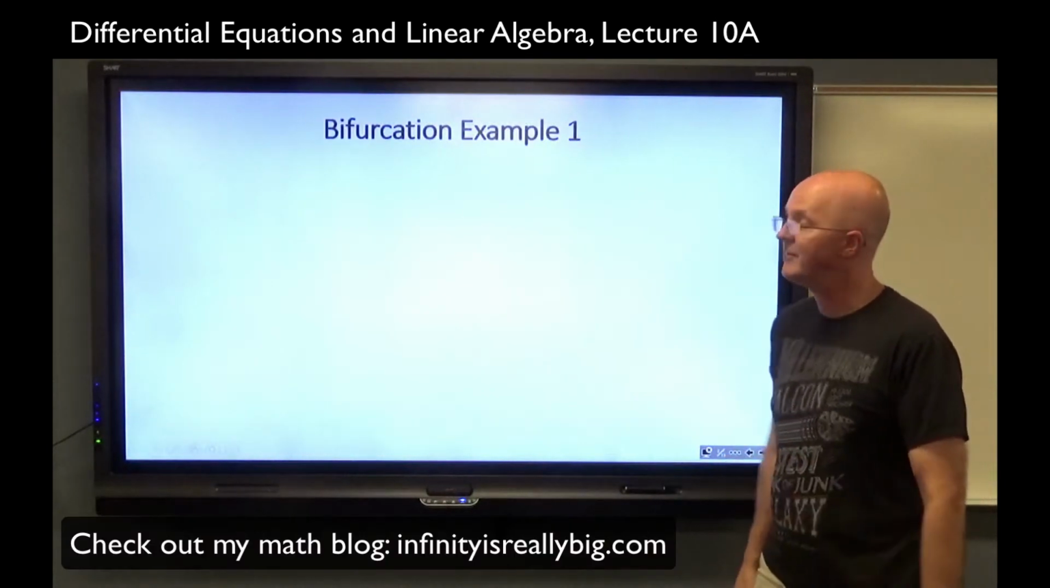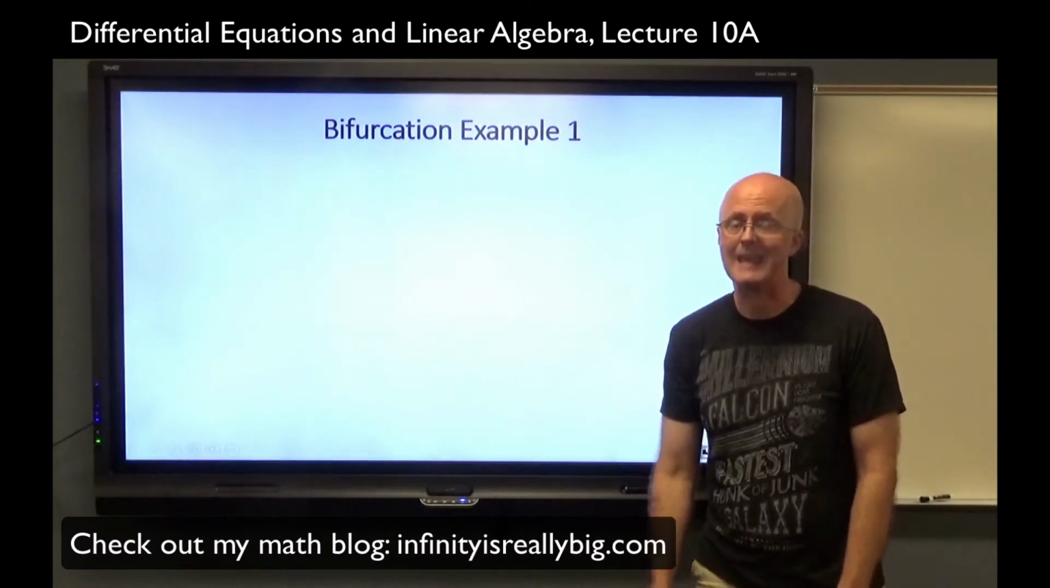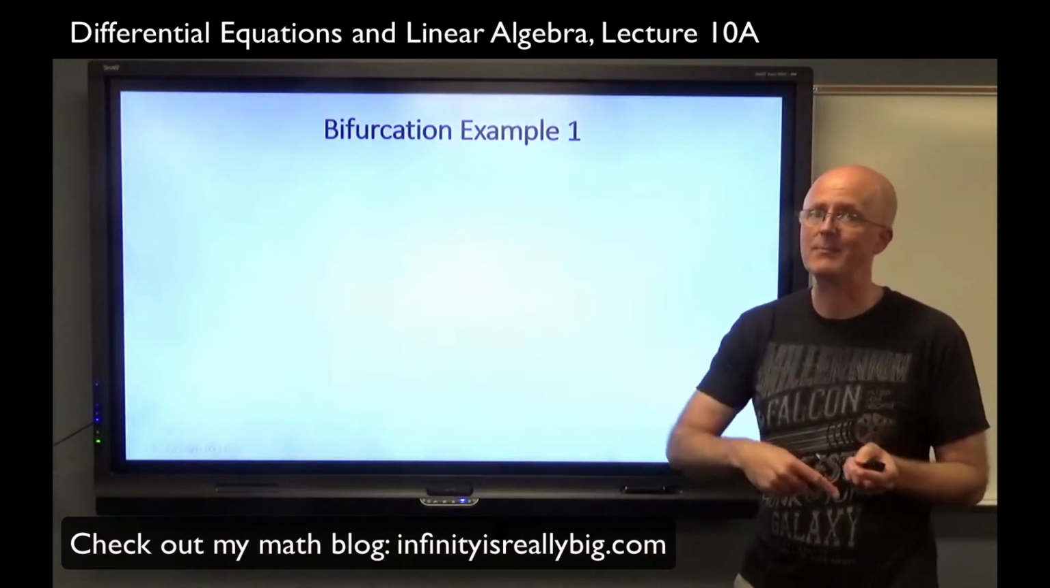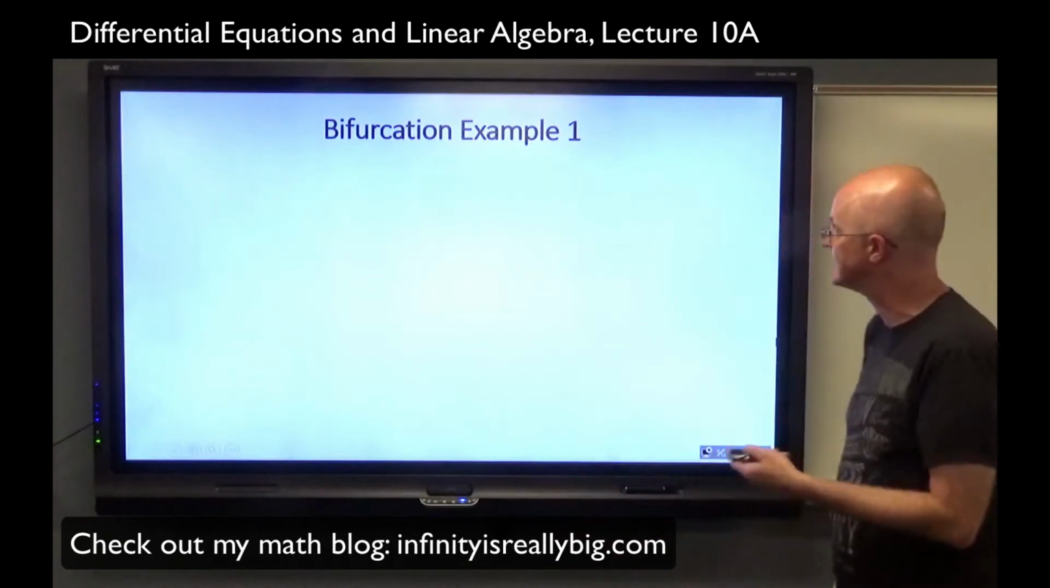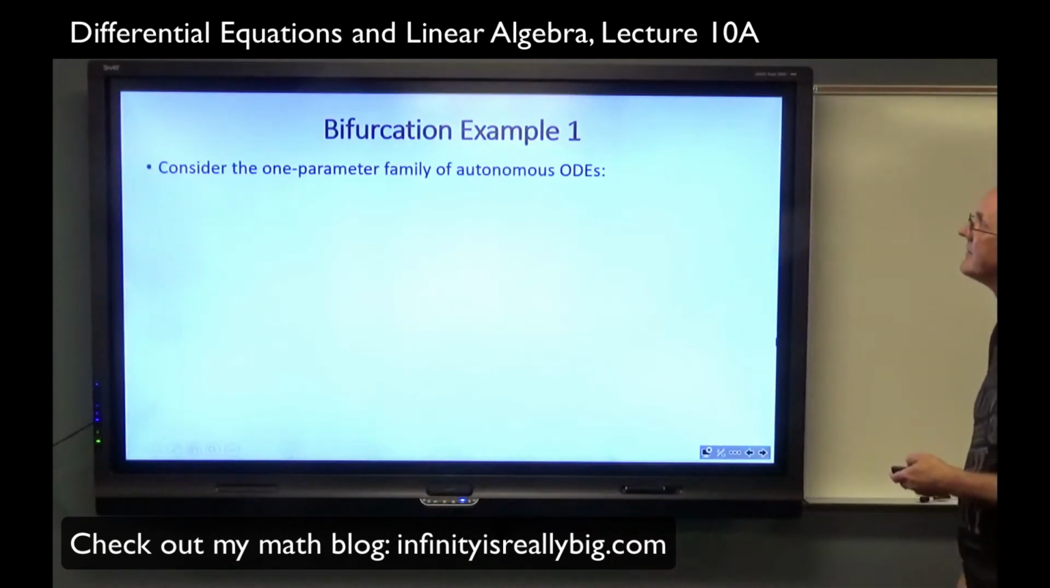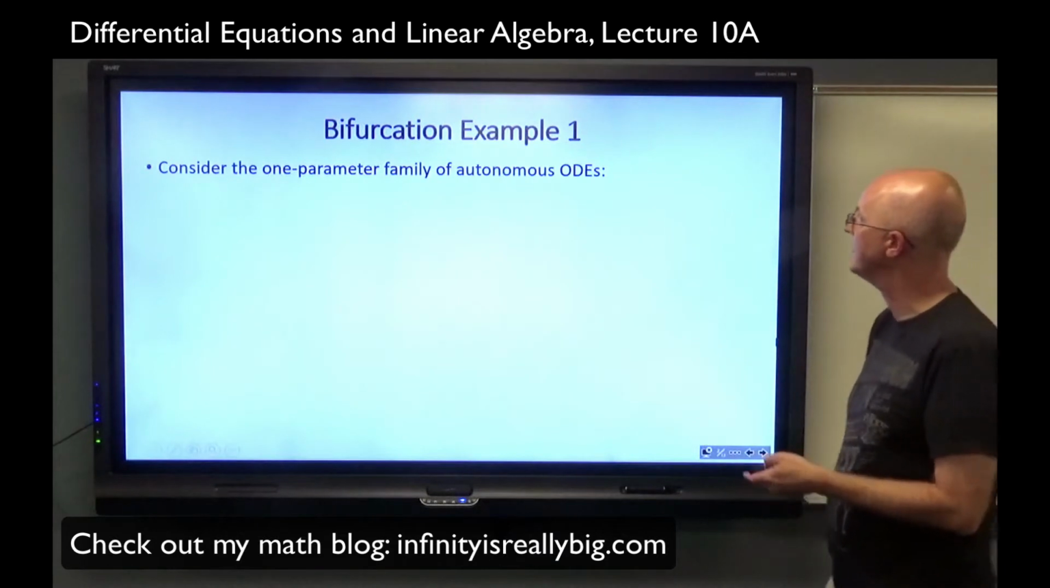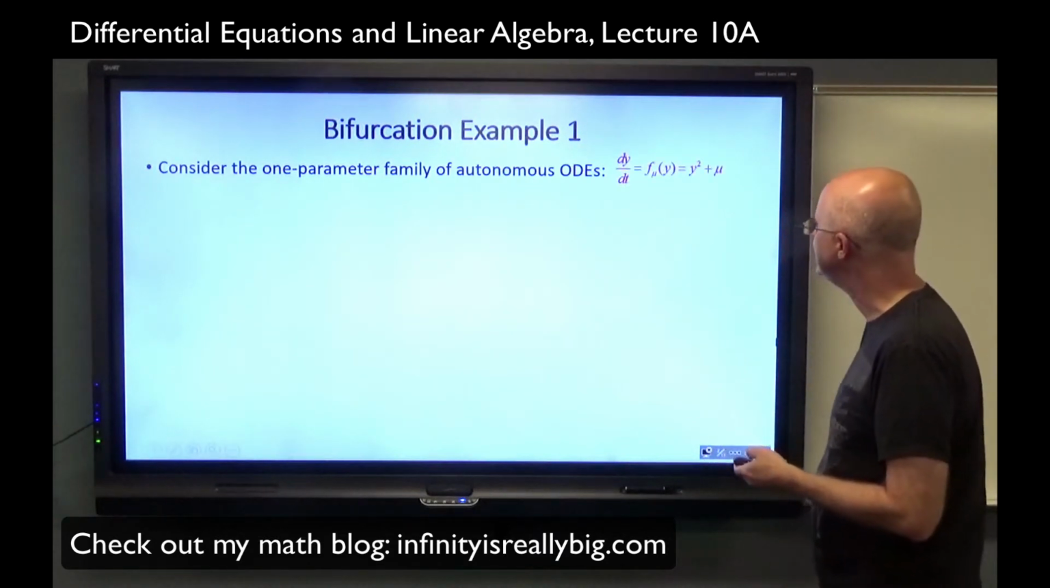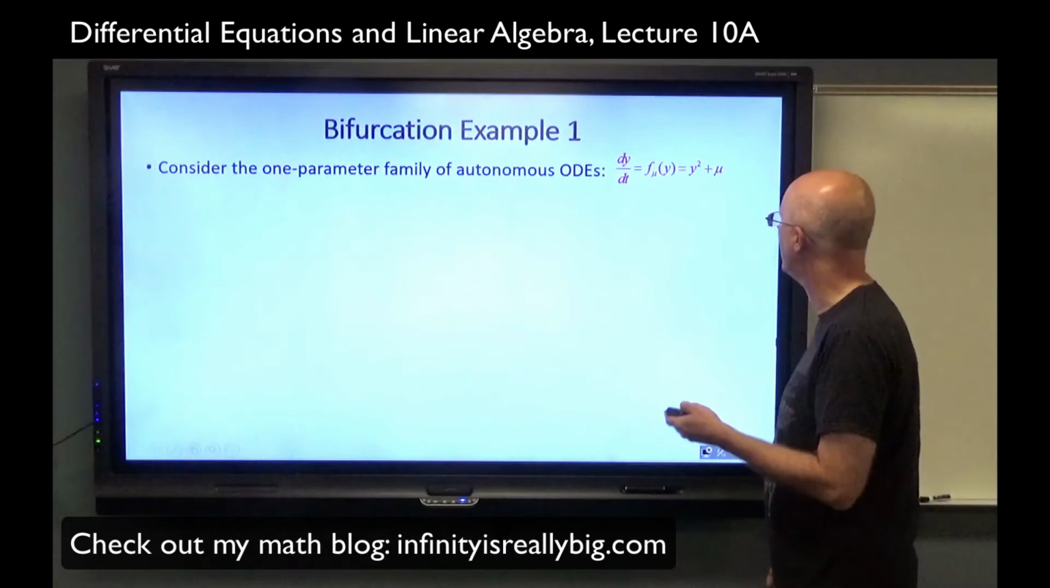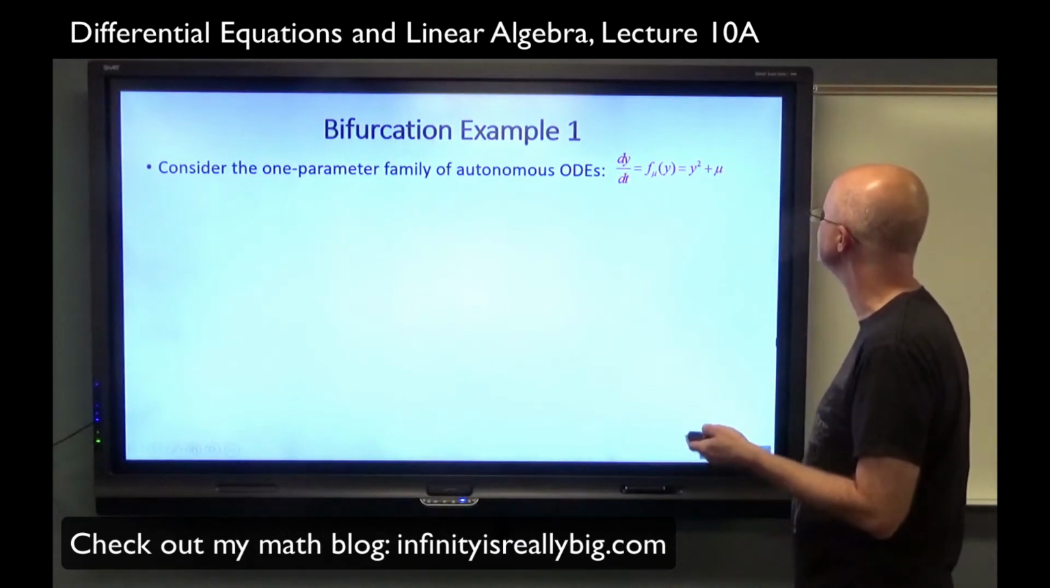So we'll start with bifurcation example 1 here in Lecture 10A. This is the same example as at the end of Lecture 9A, but let's go over it again in more depth. We're considering, once again, the one-parameter family of autonomous ODEs: dy/dt equals f sub mu of y equals y squared plus mu.